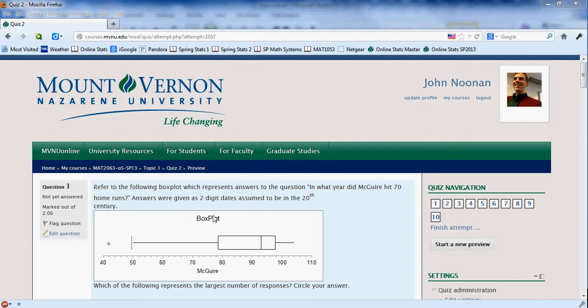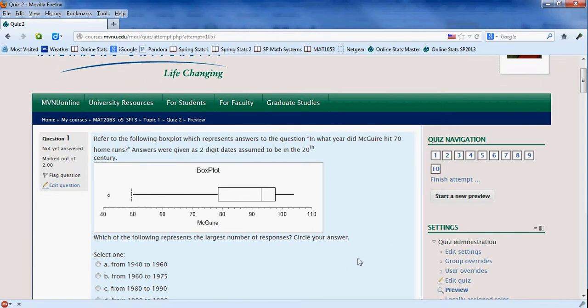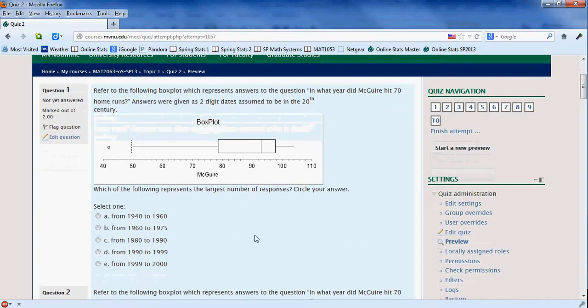The first three questions refer to a box plot. It's from a survey that I gave to a couple of classes of mine a couple years ago, where I asked them what year Mark McGwire hit 70 home runs. Their answers are given in this box plot. The first question asks, which of the following represents the largest number of responses?